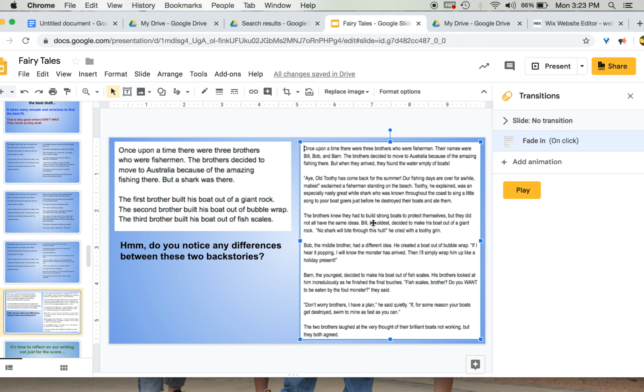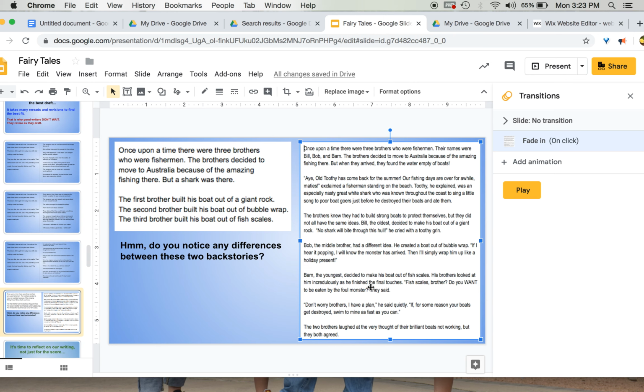The brothers knew they had to build strong boats to protect themselves, but they did not all have the same ideas. Bill, the oldest, decided to make his boat out of a giant rock. No shark will bite through this hole, he cried with a toothy grin. Bob, the middle brother, had a different idea. He created a boat out of bubble wrap. If I hear it popping, I will know the monster has arrived. Then I'll simply wrap him up like a holiday present.